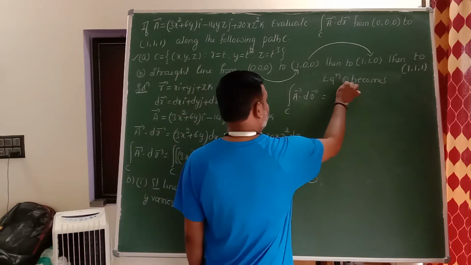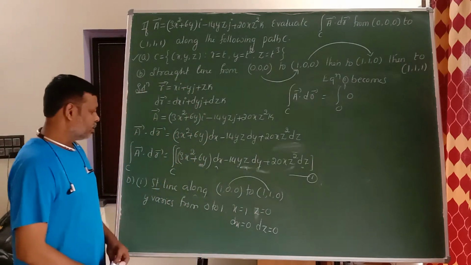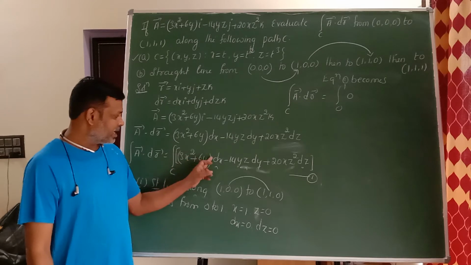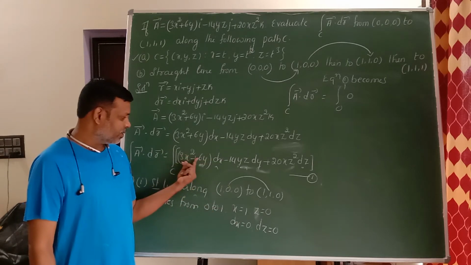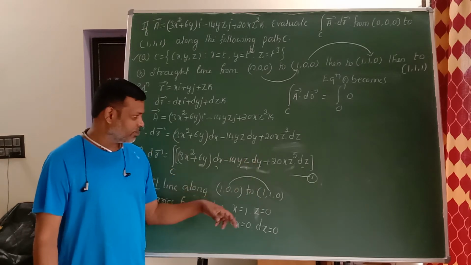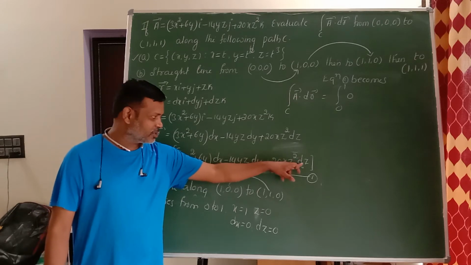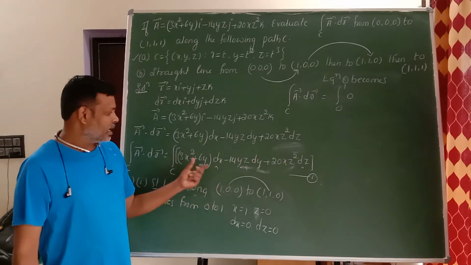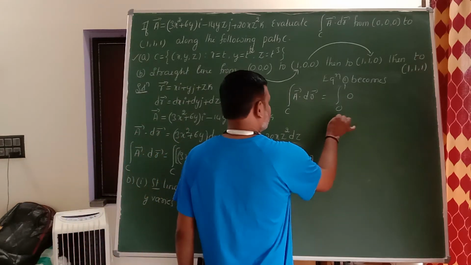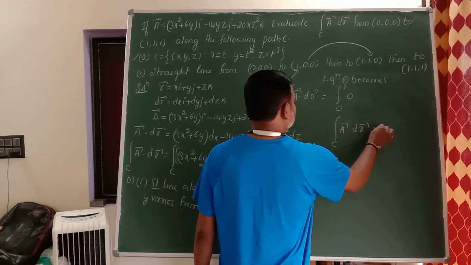Integral from 0 to 1, 0. How is it 0? Have a look at this. Here x is equal to 1, but dx is equal to 0. 0 into something is 0. And again 14yz is 0, and 0 into something is 0. In 20xz², x is 1, z is 0 and dz is also 0. This entire quantity becomes 0. And this is 0, this is 0, this is 0, obviously 0. Therefore, this integral over A dot dr is equal to 0.